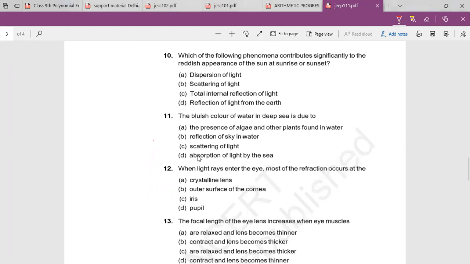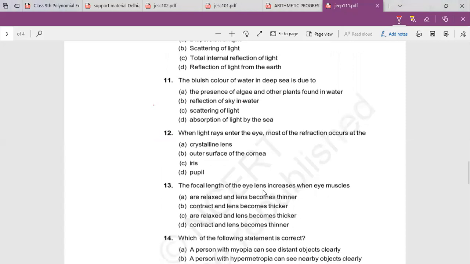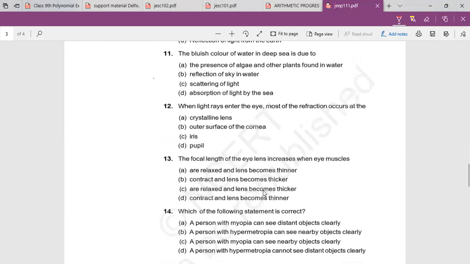When light rays enter the eye, most of the refraction occurs at the outer surface of the cornea. Remember, the cornea. That time also I told you this is one important MCQ question.